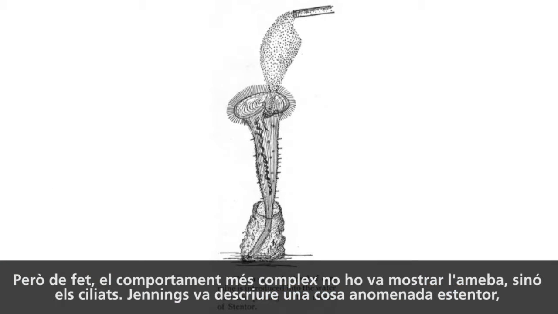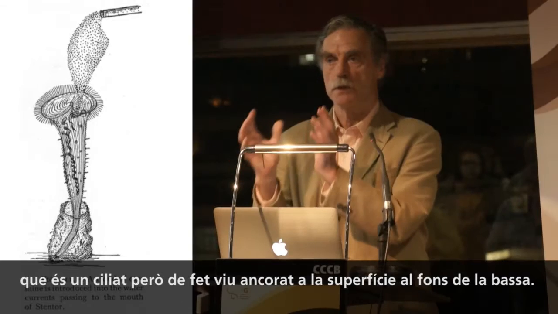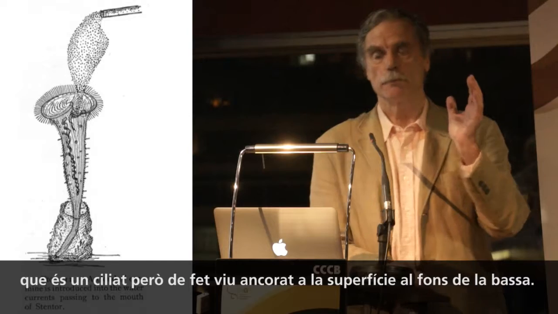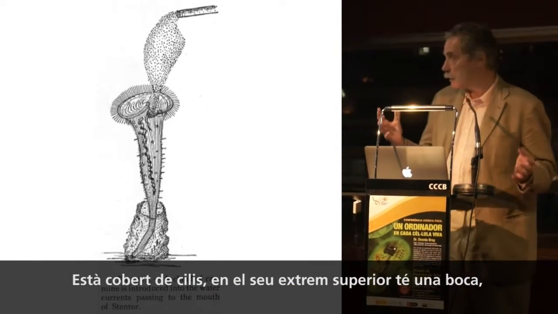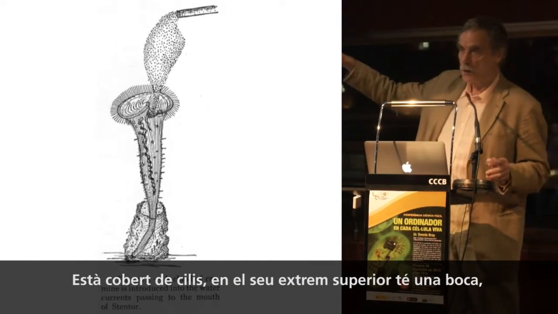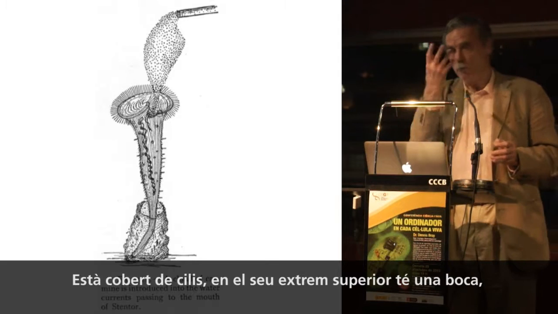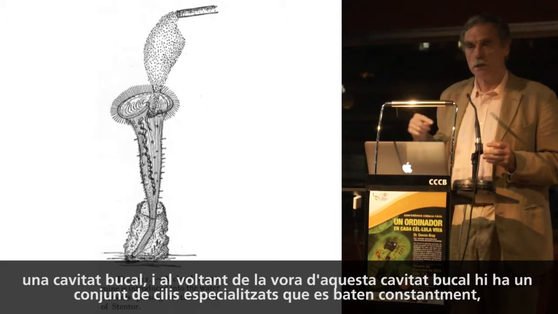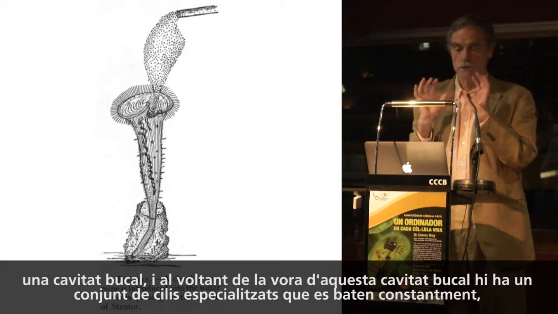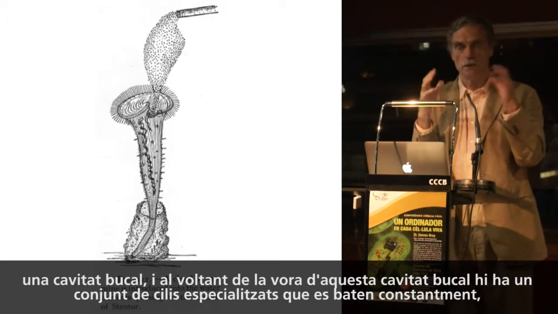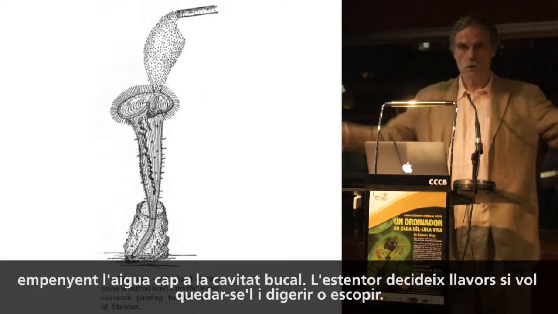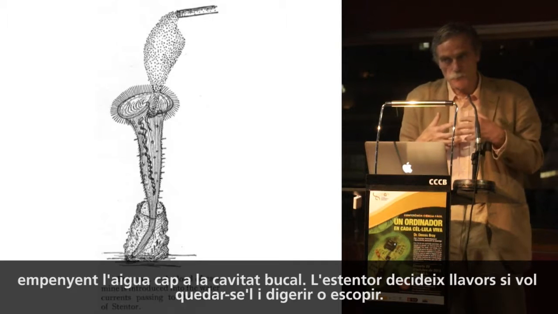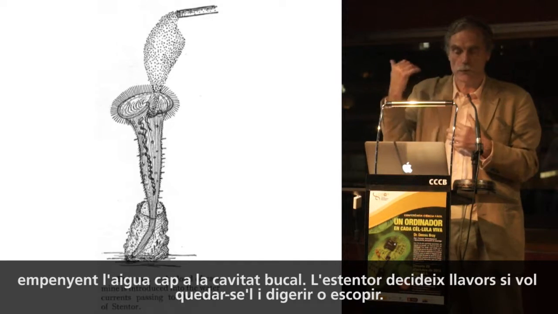Jennings described something called a stentor, which is a ciliate, but in fact it lives attached to the surface in the bottom of a pond. It's covered with cilia. At the top end, it has a mouth part, a buccal cavity, and around the rim of this buccal cavity there is a set of specialized cilia which beat continually and sweep water into the buccal cavity. The stentor then decides whether it wants to keep them and digest them or spit them out.